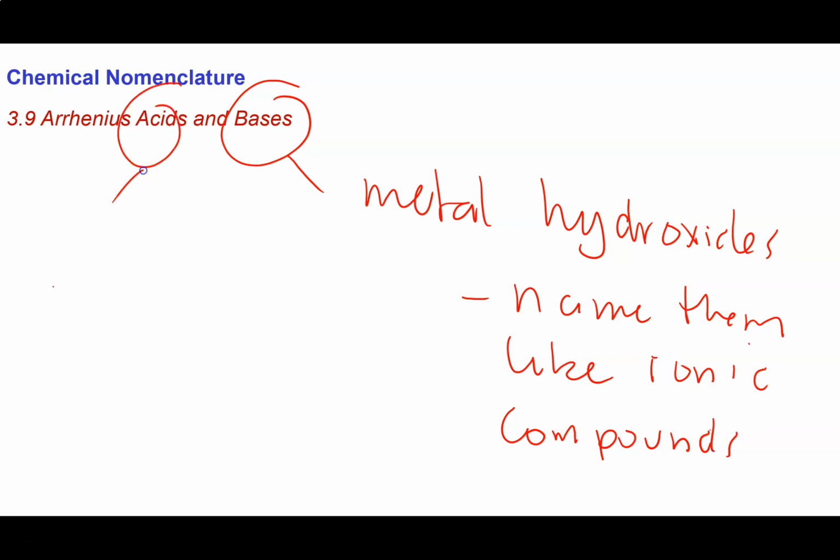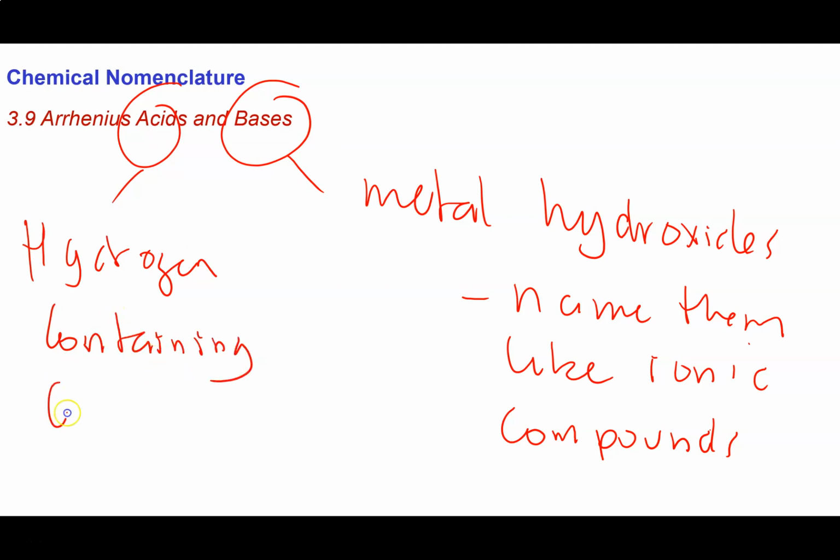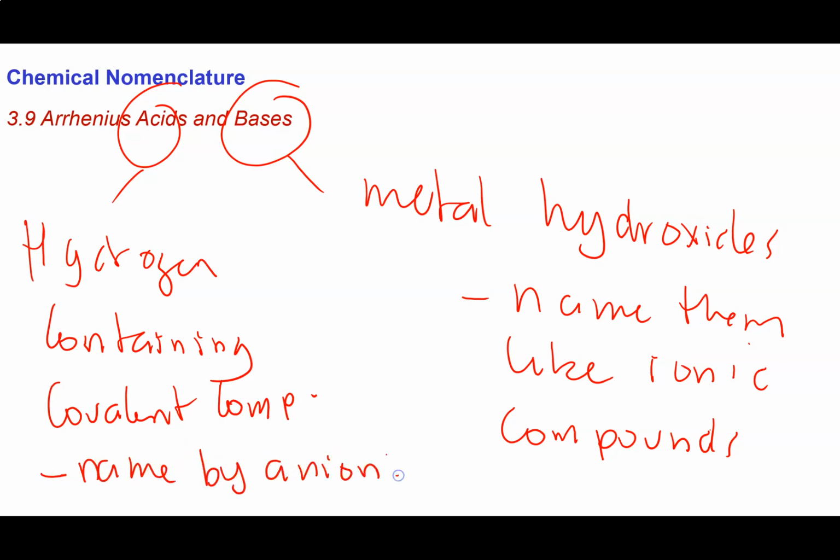And then we also learned how to recognize acids. So we know what these are. These are hydrogen-containing molecular compounds. And how are we going to name them? Name according to the anion. You have to identify the anion that is formed when it's dissolved in water and then apply the rules for the ides, ates, or ites accordingly. Okay, hope you found the video helpful.